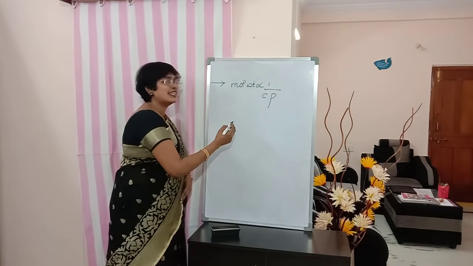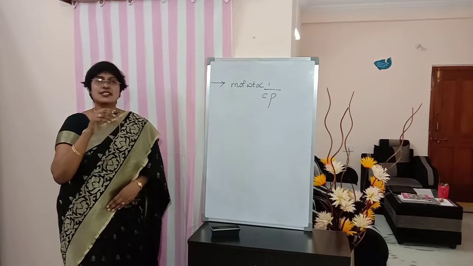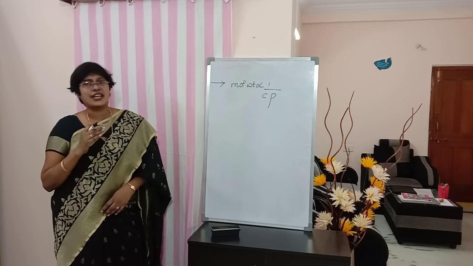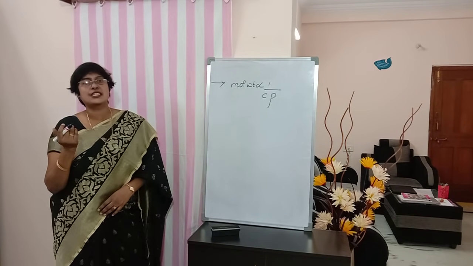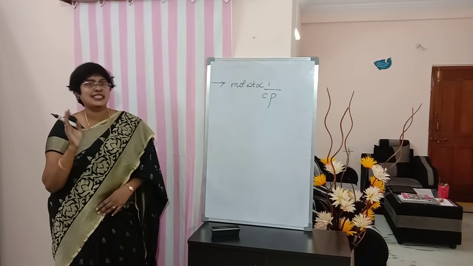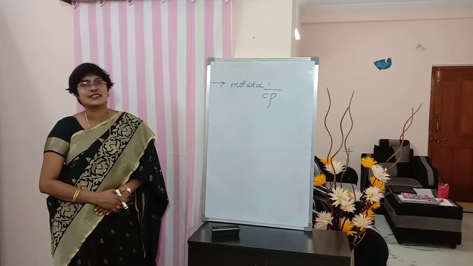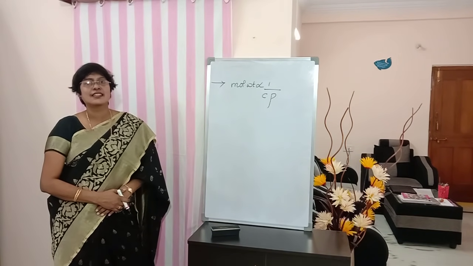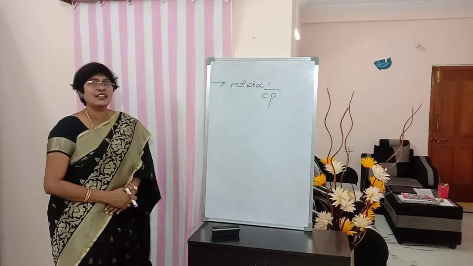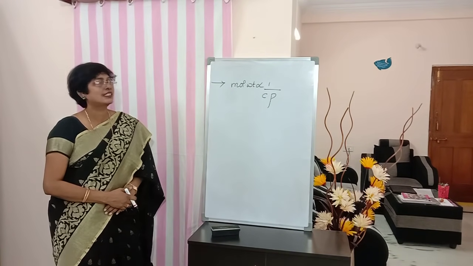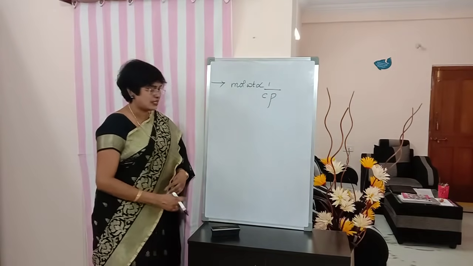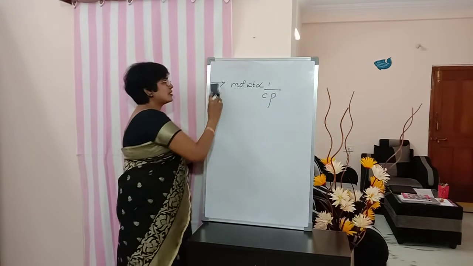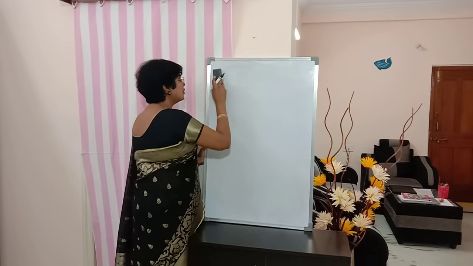So write down, students, greater the colligative property, lesser will be the molecular weight. Greater the colligative property, lesser will be the molecular weight. Okay, so this is your third point. Understood, students? Next, moving on to the fourth point.